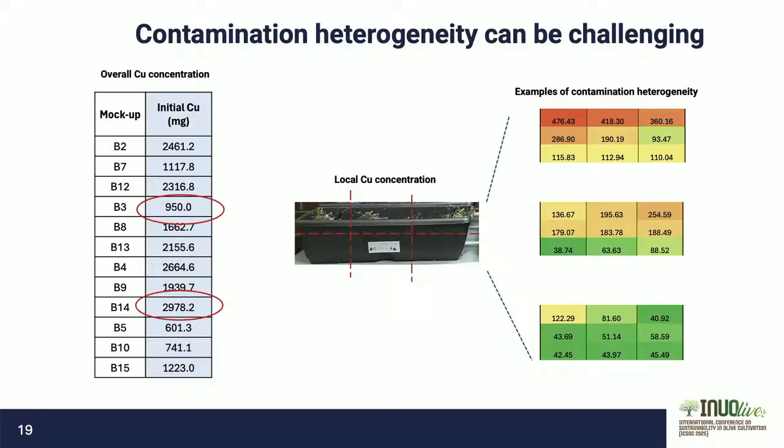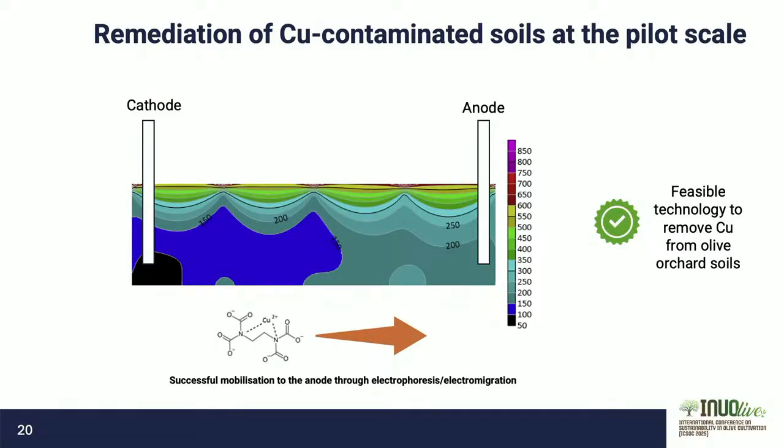And that's going to affect the overall efficiency of the remediation technique. However, when we measure the final concentration of these mock-ups after 30 days, we found that mobilization actually happened. It happened from the cathode to the anode. As we can see here in the map, we have this area where the concentration is low, and we have this area where the concentration is high. So this is letting us know that we can actually remove copper from these olive soils.